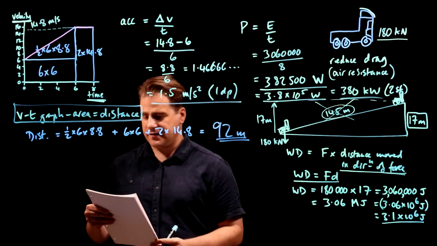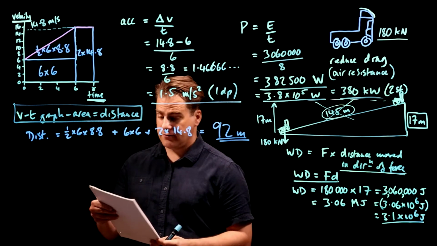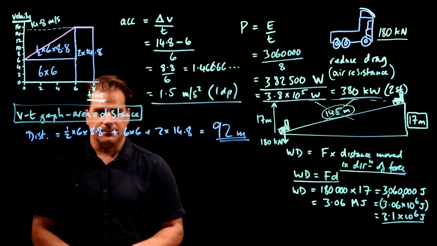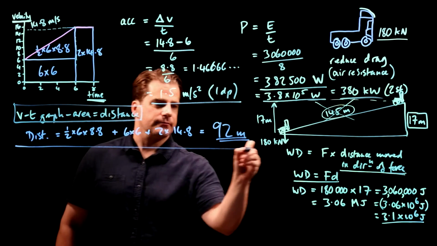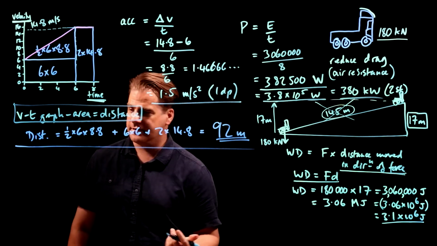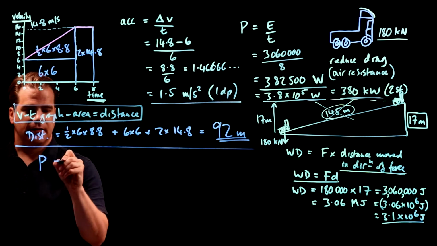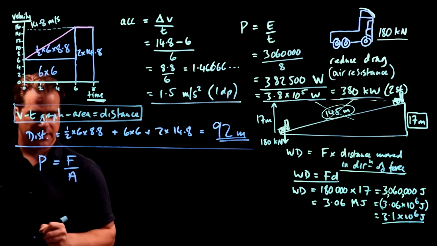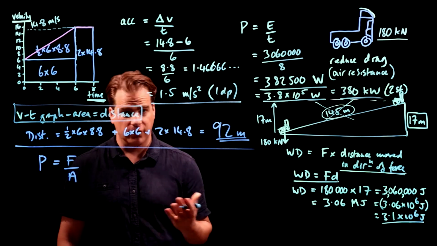Right, the lorry has 6 tyres. State the relationship between pressure, force and area for 1 mark. Well, you've just got to know this. Pressure is force divided by area. Okay? Force per unit area.